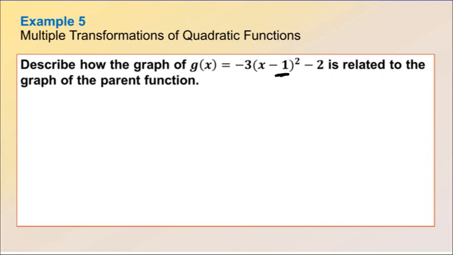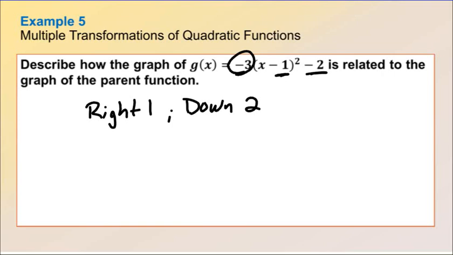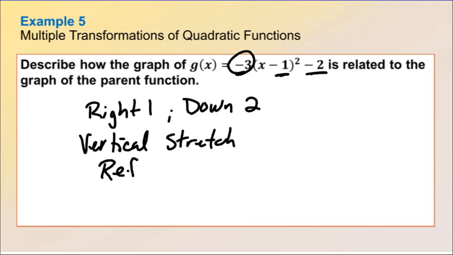So this means it's going to go to the right 1. This means down 2. -3 is on the outside, so this is a vertical change. The absolute value of -3 is 3, which is a vertical stretch. And there's a negative, so it's reflected, affecting the y, so it's reflected across, or over, the x-axis.